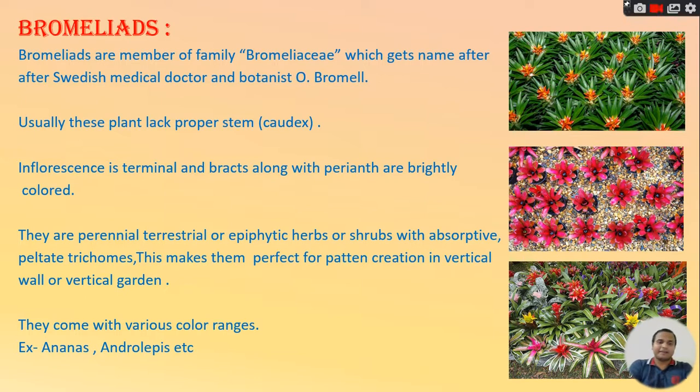They are perennial, terrestrial or epiphytic herbs or shrubs with absorptive peltate trichomes. This makes them perfect for pattern creation in a vertical wall or vertical garden or living wall. Some examples of bromeliads can be Ananas, Enrolepis and many more.